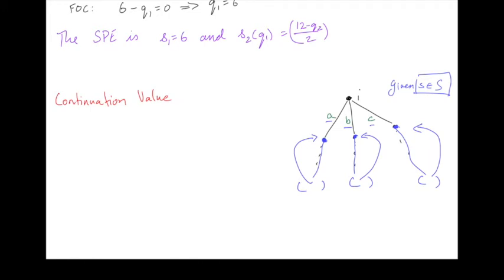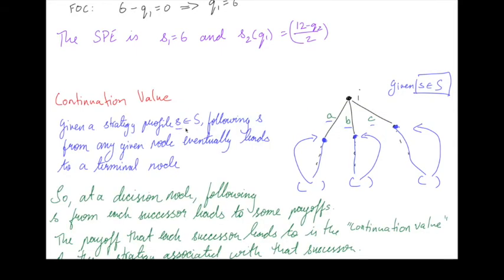So when player I is trying to decide between A, B, and C, that's what player I is going to look at. If we have some strategy profile S, and let's suppose this strategy profile was a subgame perfect equilibrium, then it would have to be that player I is maximizing their continuation value when they choose between A, B, and C. So given some strategy profile little s, following this strategy profile from any given node, in particular from this one, and this one, eventually leads you to some terminal node. If you follow it from here, you get to here. If you follow it from here, you get to here. And if you follow it from here, you get to here. Each of these is associated with some payoff.